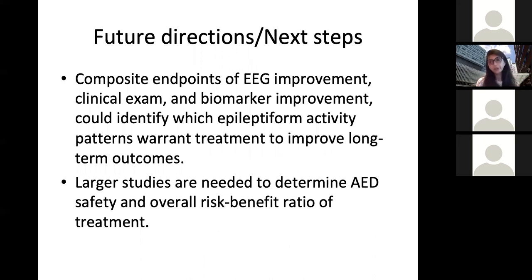And looking forward into future directions, the ideal would be to do a randomized controlled trial, likely using composite endpoints, not just the EEG itself, but combining EEG with clinical exam and biomarker improvement, using these composite endpoints to identify which patterns should be treated. And then at the same time assessing what the overall safety of these treatment strategies are.